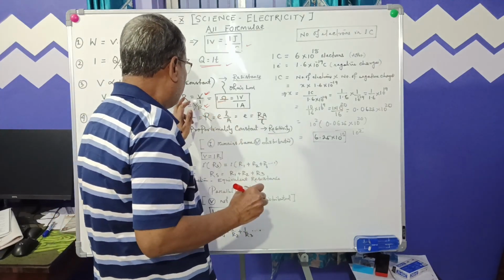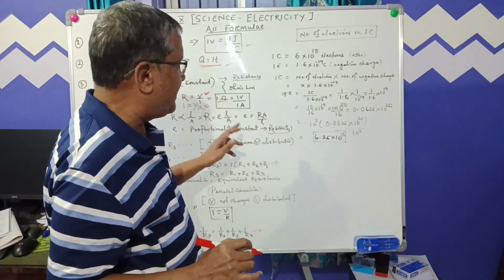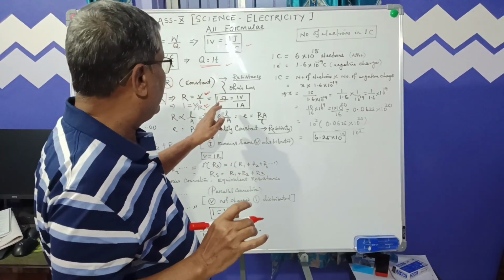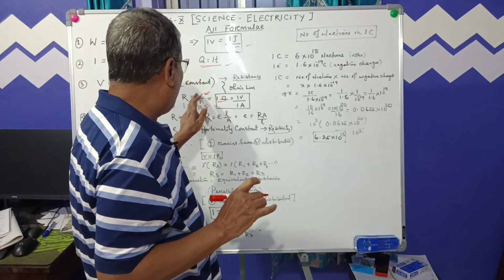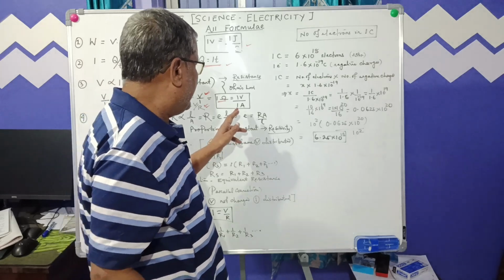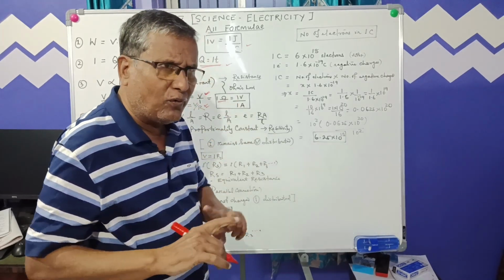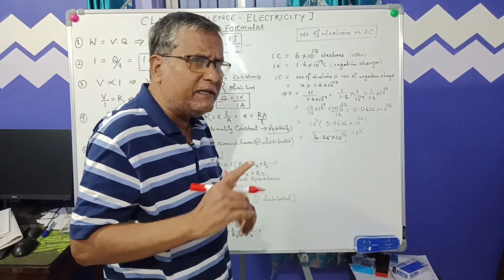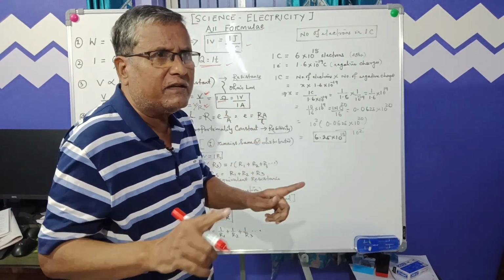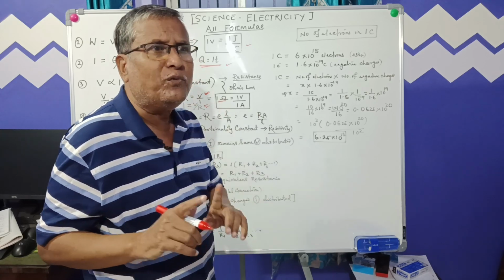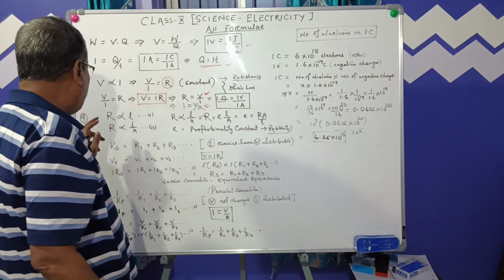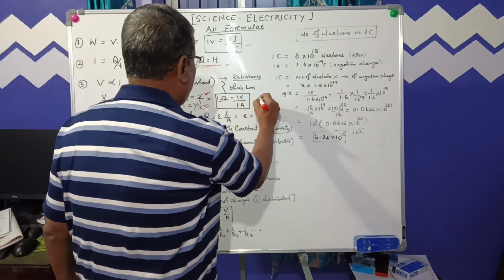Here R, the resistance, the SI unit of R is ohm, denoted by the symbol omega. Okay, 1 ohm is equal to 1 volt by 1 ampere. When 1 ampere current flows due to the potential difference between the two terminals of 1 volt, the resistance of the conductor is 1 ohm. Okay, now this is clear.